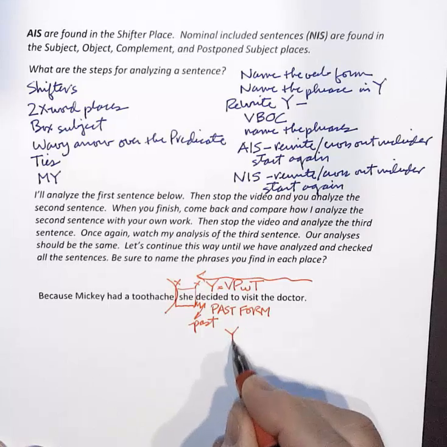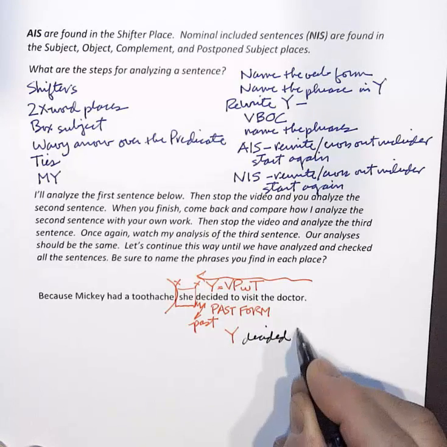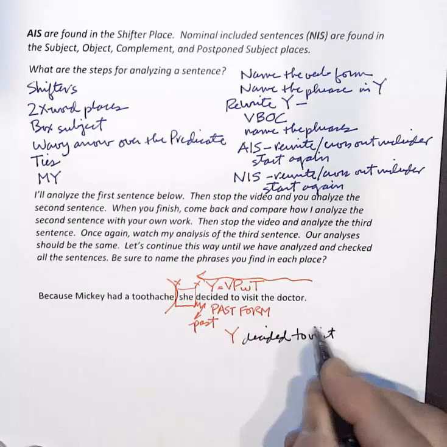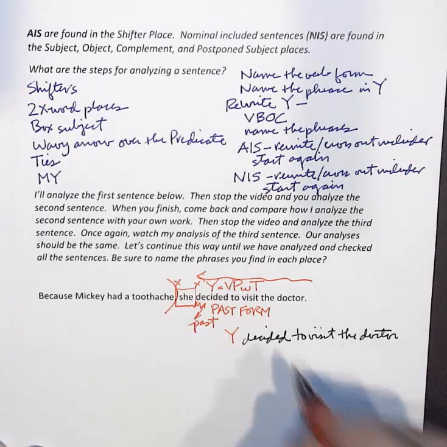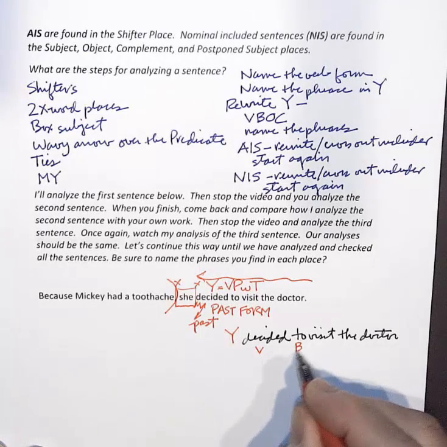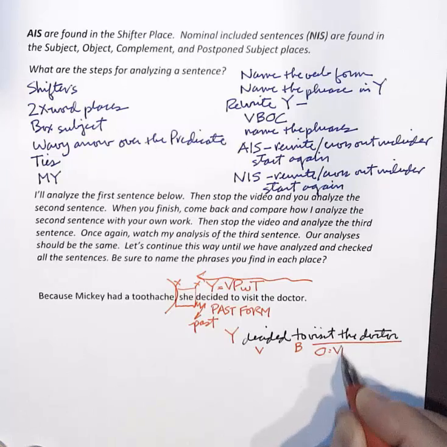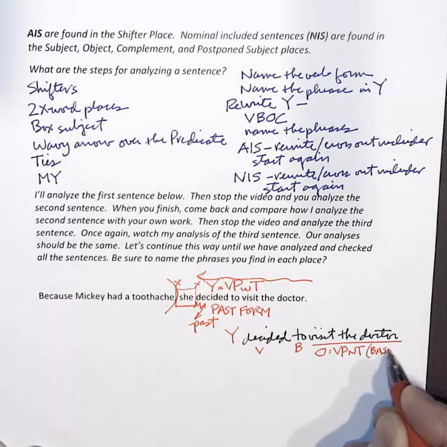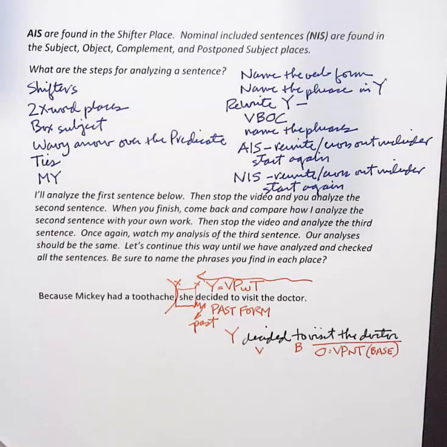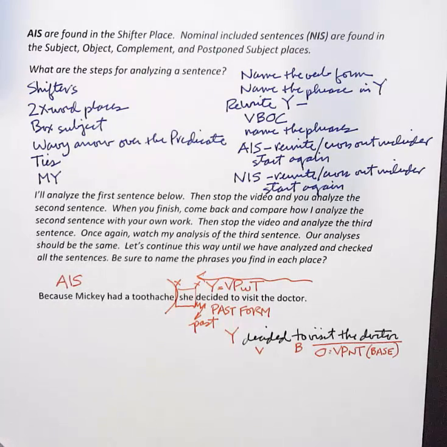Let's rewrite the Y. Decided to visit the doctor. And decided is the verb. To is the particle, and visit the doctor is the object. It's a verb phrase, no time. It's the base form, the infinitive with to. Now let's take a look at the shifter. Looks like an adverbial included sentence to me. So let's rewrite it.